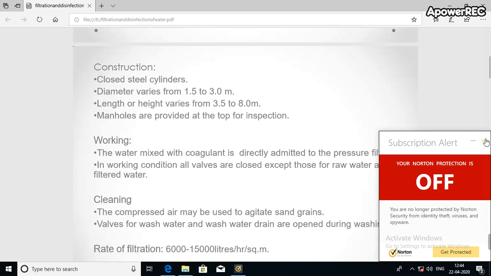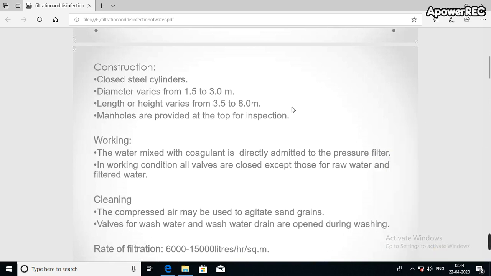Now here we can see the construction. Obviously the diameter varies from 1.5 to 3 meters, and different lengths and heights are there. Now how do they work? The working model is there.